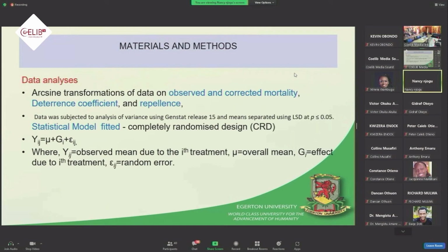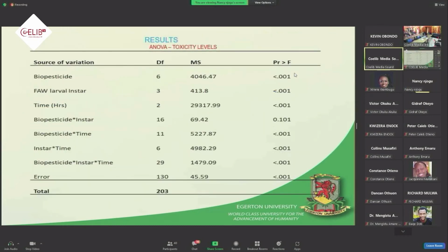Data analysis was done after transforming the data, and the statistical model fitted was a completely randomized design, and I used GenStat.